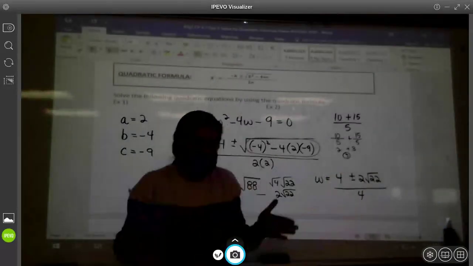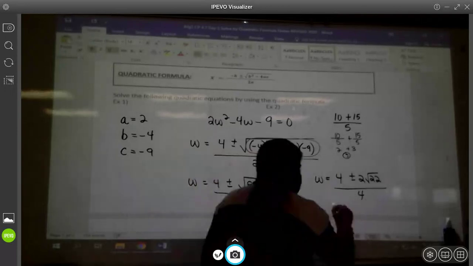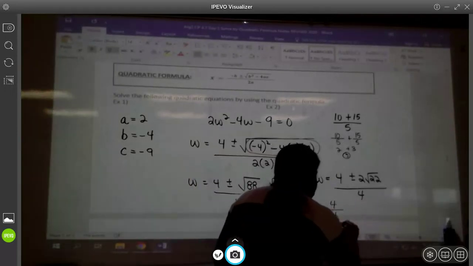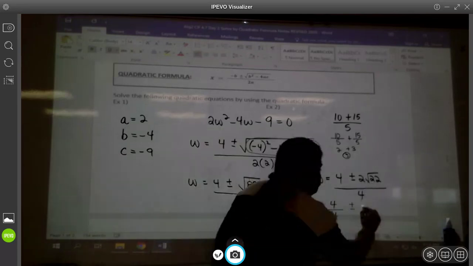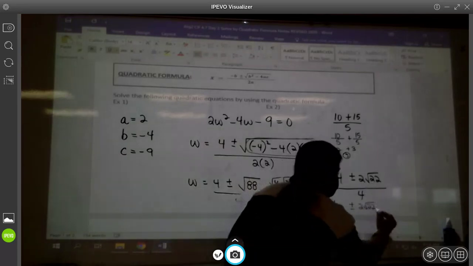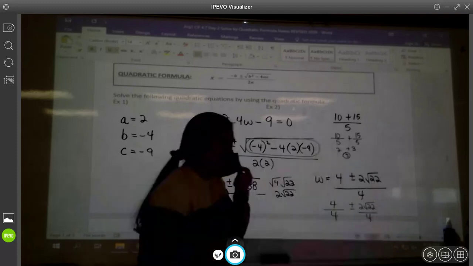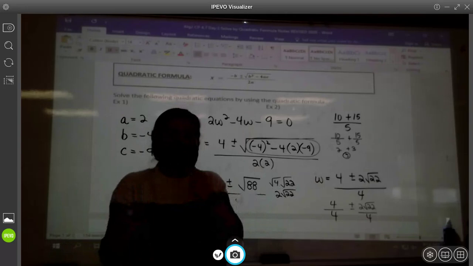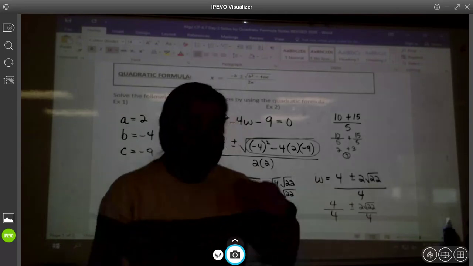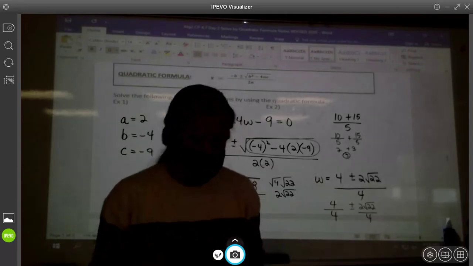We're going to split these into 2 separate fractions. So we're going to take 4 divided by 4, and then plus or minus, I'm going to take 2 times the square root of 22 and divide that by its own 4. So you're just splitting the top into 2 separate fractions. So now you'll be able to reduce your fractions separately.